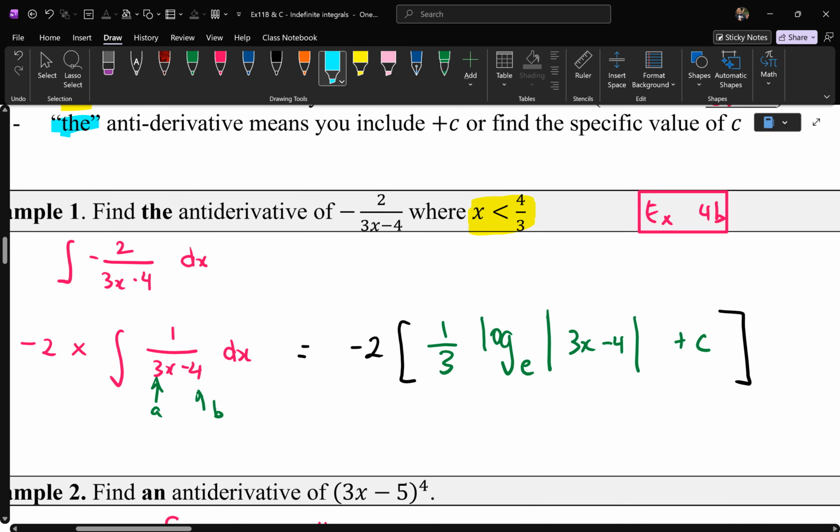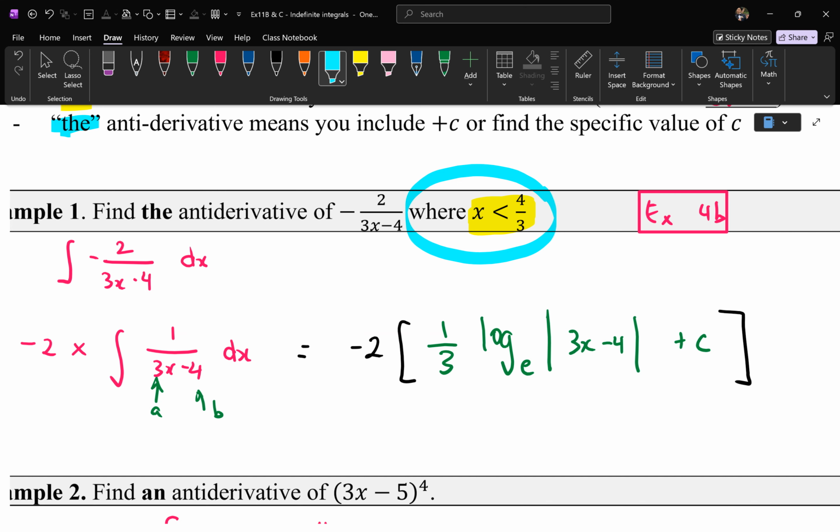But they gave us this, where x is less than 4 on 3. This is where students can get this wrong. See, when you say x is less than 4 on 3, look at the condition here. This means if you times 3 to both sides, you get 3x is less than 4. But if you move the 4 across, it's when 3x minus 4 is less than 0.